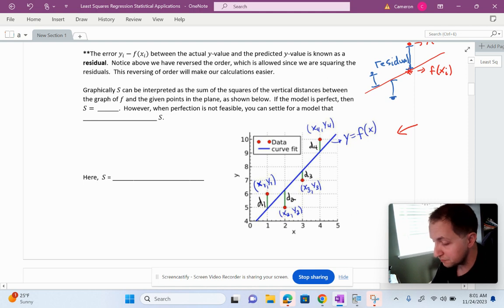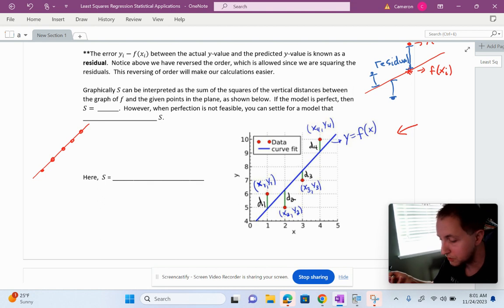Now, if the model's a perfect fit, all of those data points would ideally lie on that blue line, right? If it was a perfect rise over run every single time, there would be no vertical gap between the dot and the line because the dots would lie on the line. And so in other words, all the residuals would be 0. So if you sum up 0 squared plus 0 squared plus 0 squared n times, your sum of squared errors would end up just being 0. Now, in practice, when you're doing this with actual data, perfection is not feasible, right?